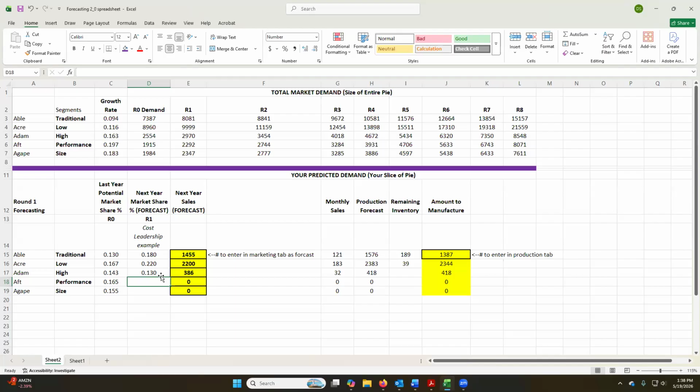I only have so many resources that I can spend. So I'm going to focus my resources on buying bigger factories to be more automated to lower my labor costs in the traditional and low end segments.